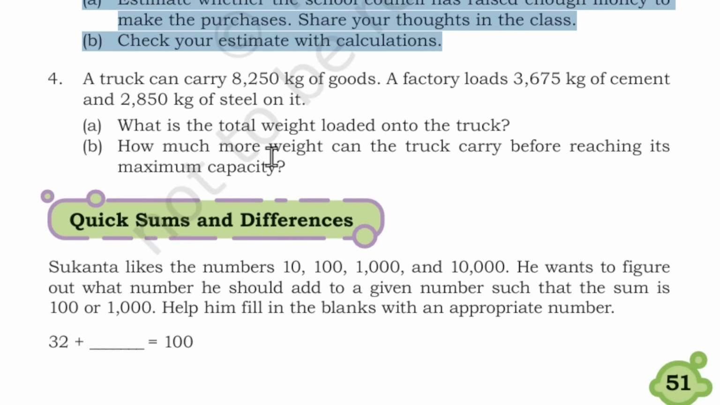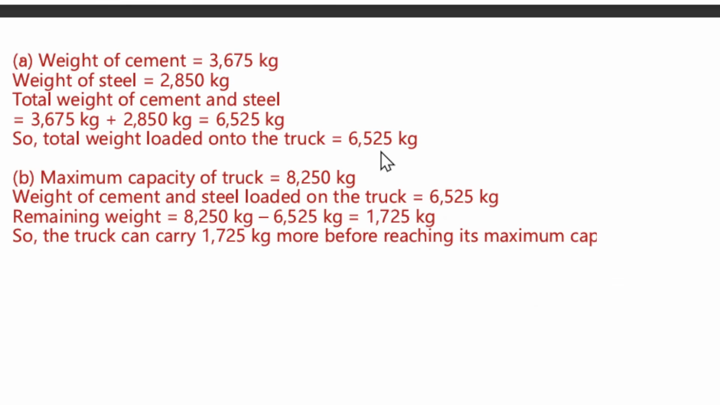So next one, a truck carries 8,000. A truck carry 8,250 kg of goods. A factory loads 3,675 kg of cement and 2,850 kg of steel on it. What is the total weight loaded on to the truck? So what is the total weight? How much weight more the truck can carry before its maximum capacity? Okay, I'm going to show you the answer. I'm not going to write here. I'll show you as a statement. Okay, so this one, the maximum capacity.